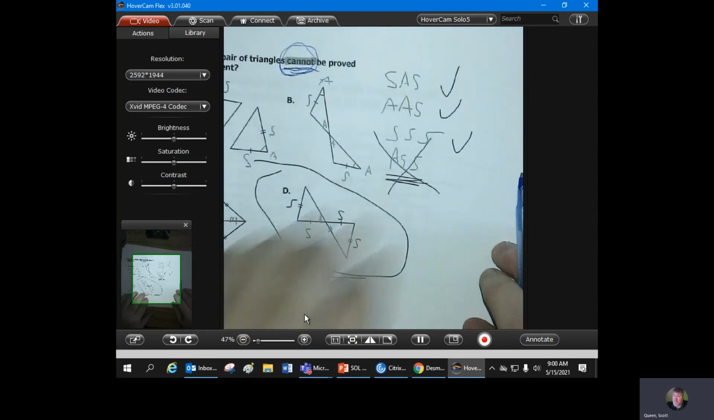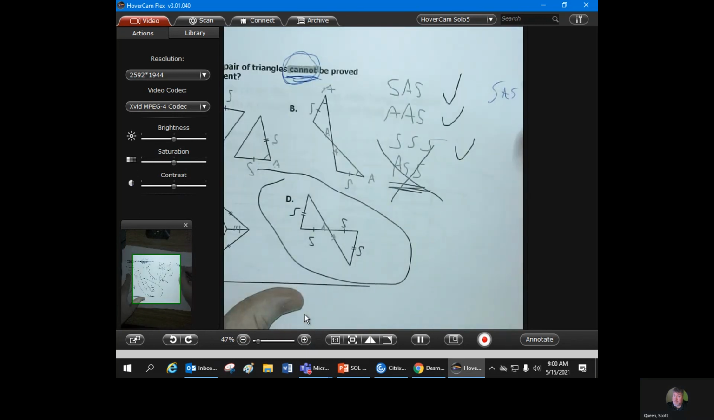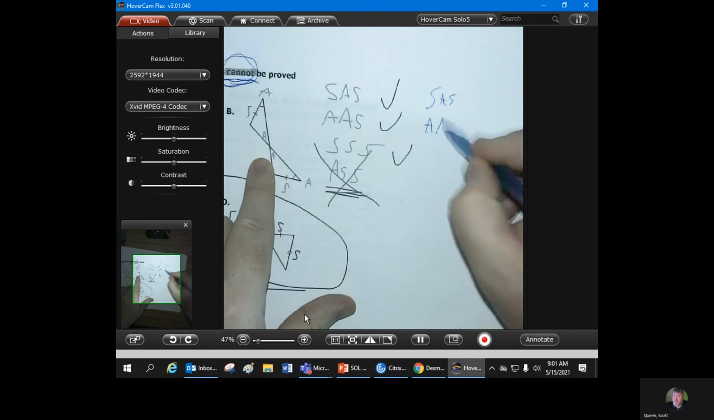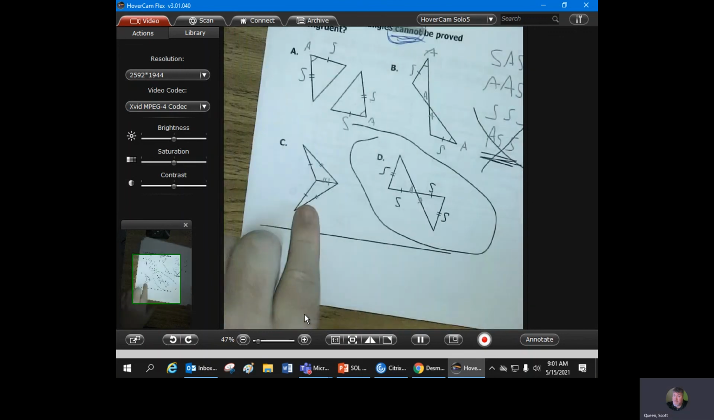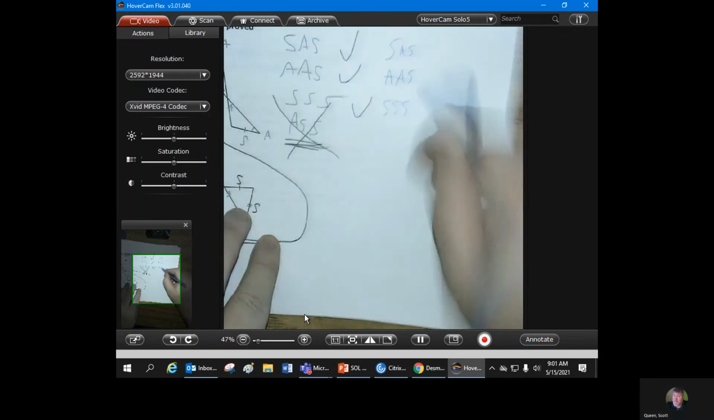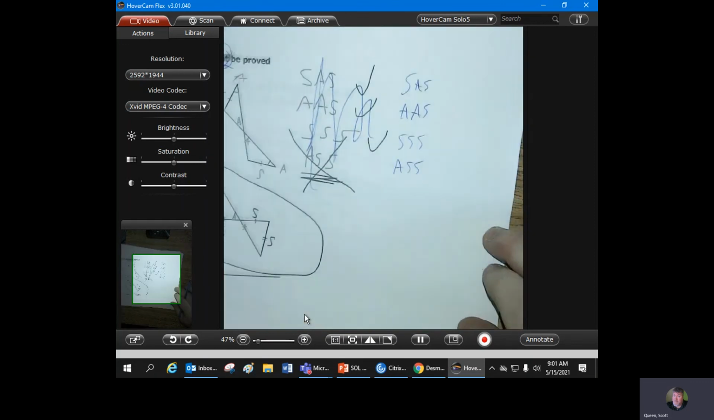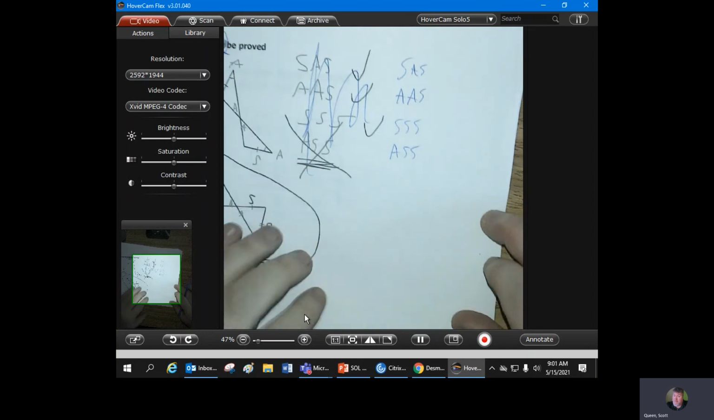So what I did over here real quick is write all those down. I got side, angle, side. I got angle, angle, side. I got side, side, side. And then I got SSA or ASS. All right. In any event, 3 of these will work. 1 of them will not.